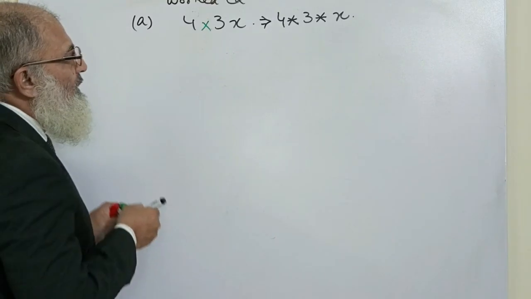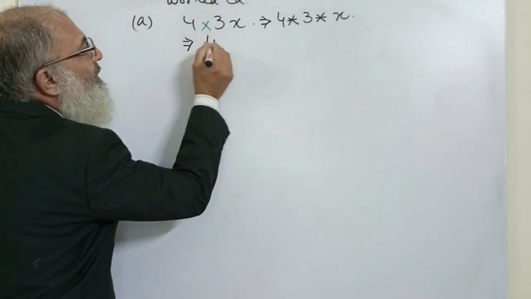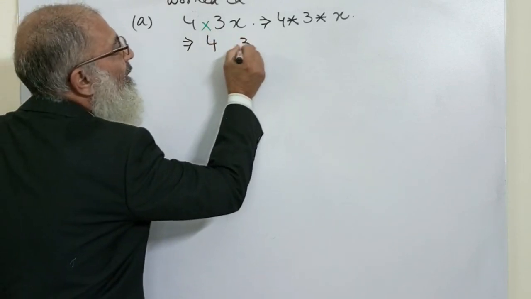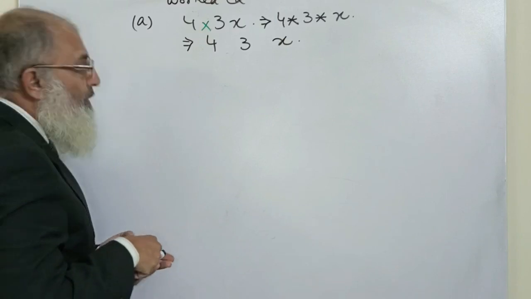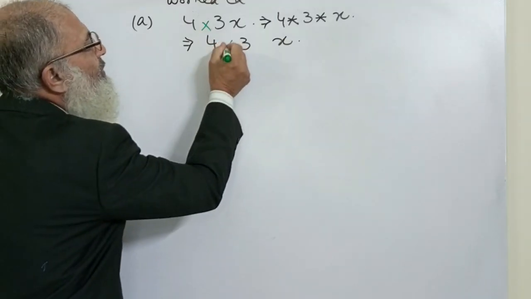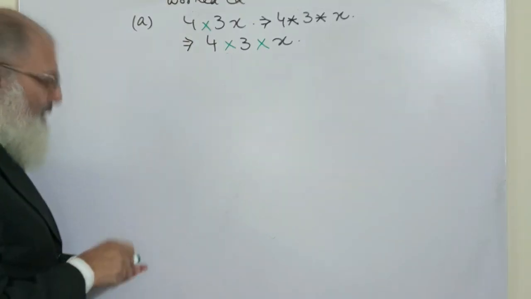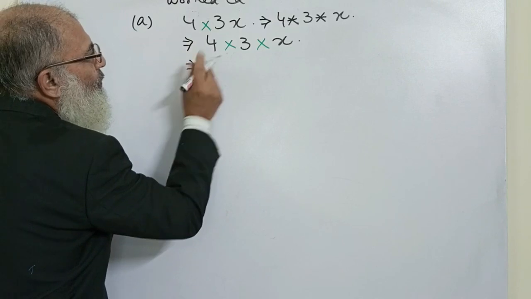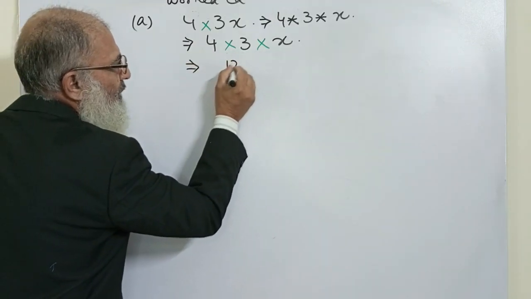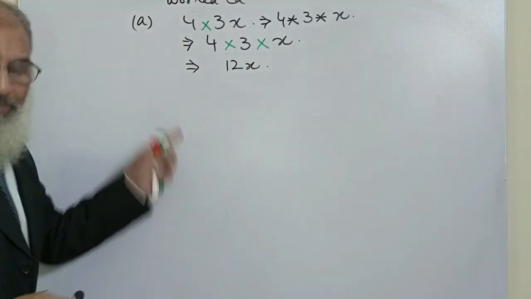So what is the answer now? You can write it in another color if you don't want to put an asterisk over here. So it will become 4 multiplied by 3 is 12, and it will become 12x. So it was very simple.